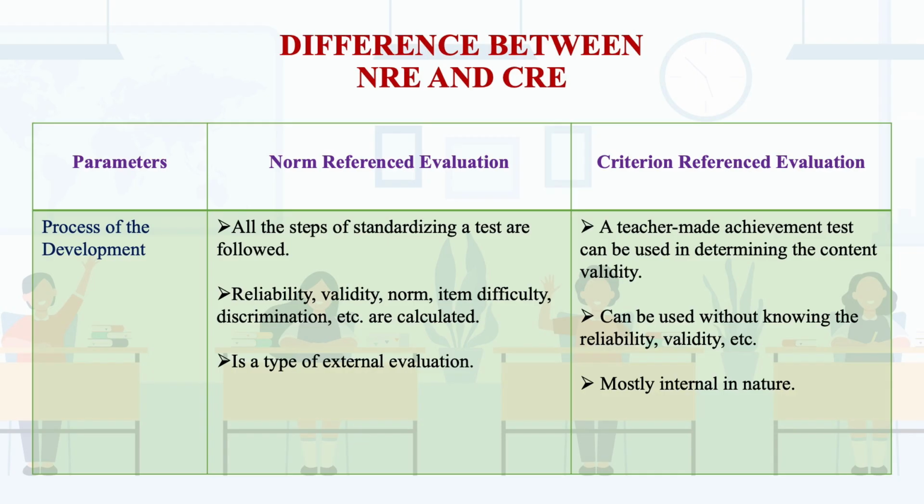and item analysis and discrimination are also calculated, okay, and external evaluation is done so far as norm referenced evaluation is concerned. Just like in a board examination, it may be 10th or it may be 12th board examination. But in criterion reference test, no need of establishing norm, no need of establishing the reliability and the validity, okay.